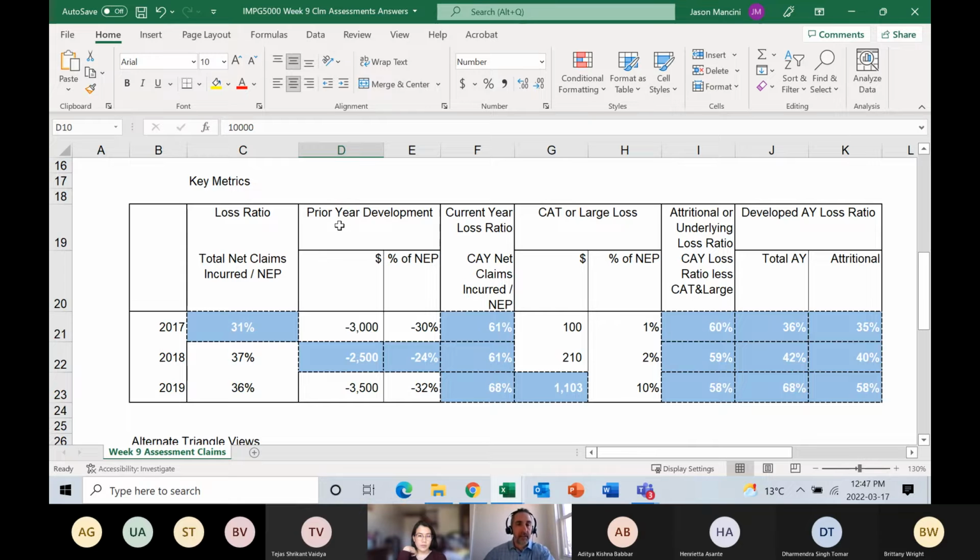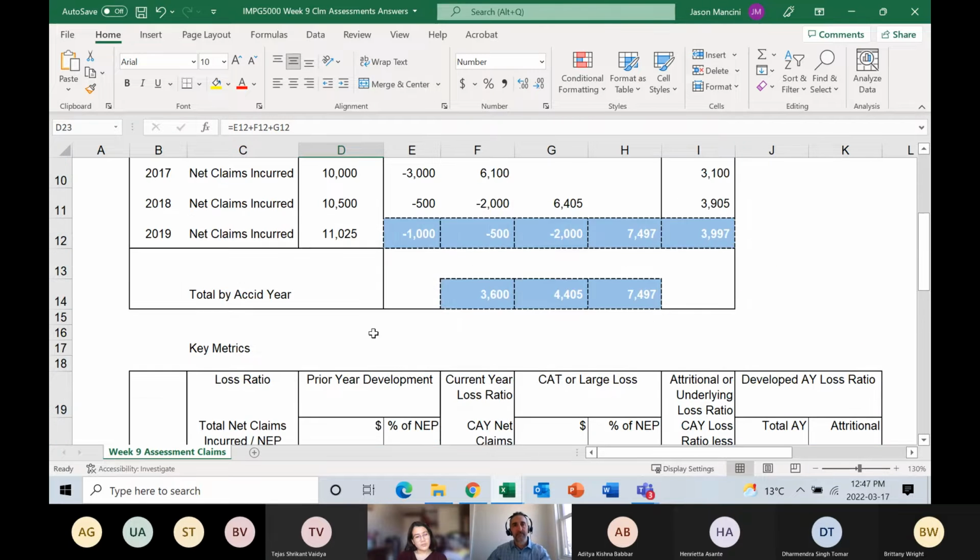Now we're getting into this idea of breaking out prior development in total. So all prior accident years are shown here as favorable prior development. You can see from the formula I'm adding all 3 of the amounts. 1, 2, 3, right? All of these are prior year development in 2019.